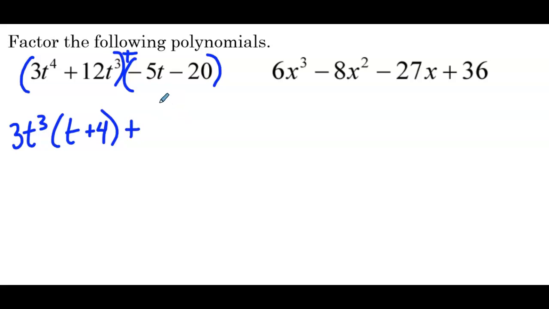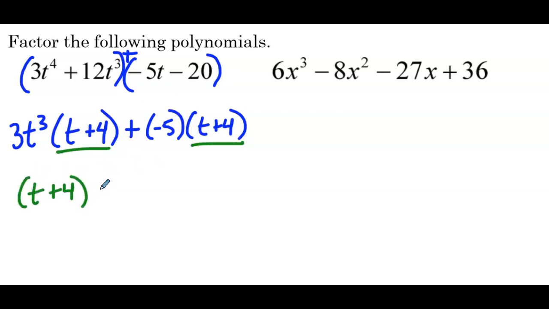And then plus. So the greatest common factor of negative 5t minus 20 is 5. But we want to factor out a negative 5 so that our factors are the same. So by pulling out a negative 5 as our greatest common factor, that leaves us with t plus 4. Okay, so notice the advantage to pulling out a negative 5 as our greatest common factor. We now have t plus 4 in each term. So we can factor out the t plus 4, and then we'd be left with 3t cubed minus 5.